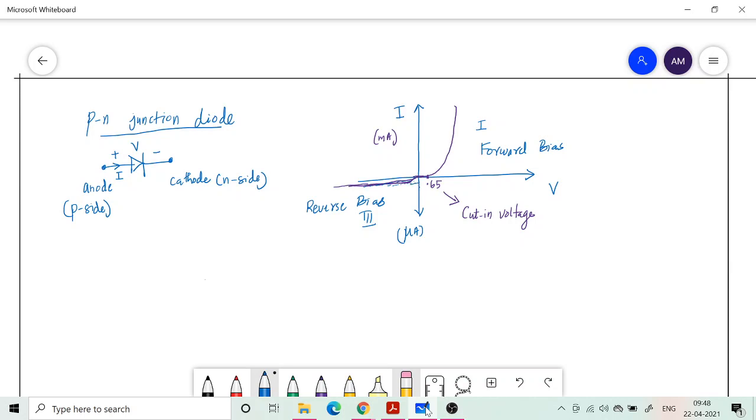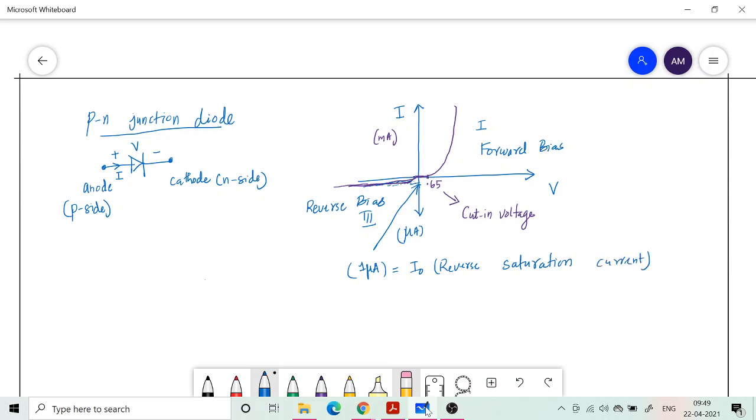So this current magnitude also depends upon whether it is made of silicon or germanium, but if you take silicon, it will be of the order of 1 microampere. Okay, so it's a very small current. And now this also has a name. Just like this voltage has a name, this current is called the reverse saturation current, or I0.